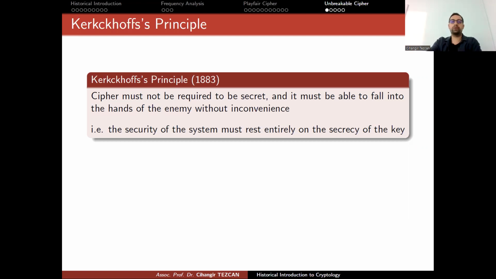So before moving on to it, let me mention Kirchhoff's principle. This is very popular in cryptography. So actually, he has, I think, 4 principles, but this one is the most famous one. A cipher must not be required to be secret, and it must be able to fall into the hands of the enemy without inconvenience. So here, he's saying that try not to hide the algorithm itself, only hide the secret information, which is the secret key that is used for the encryption and decryption. In other words, the security of the system must rest entirely on the secrecy of the key.